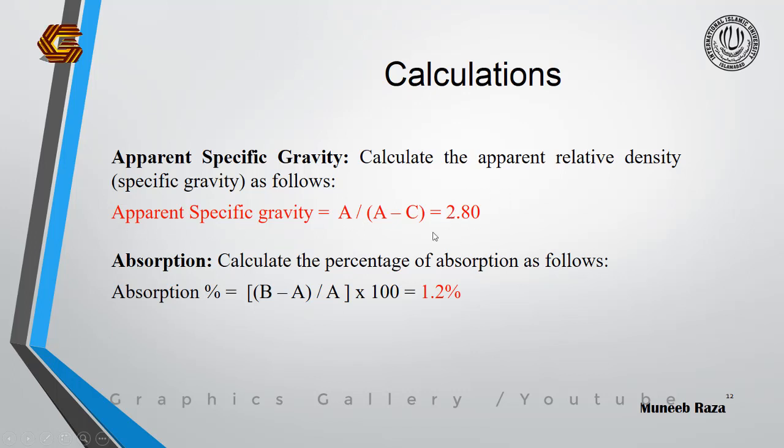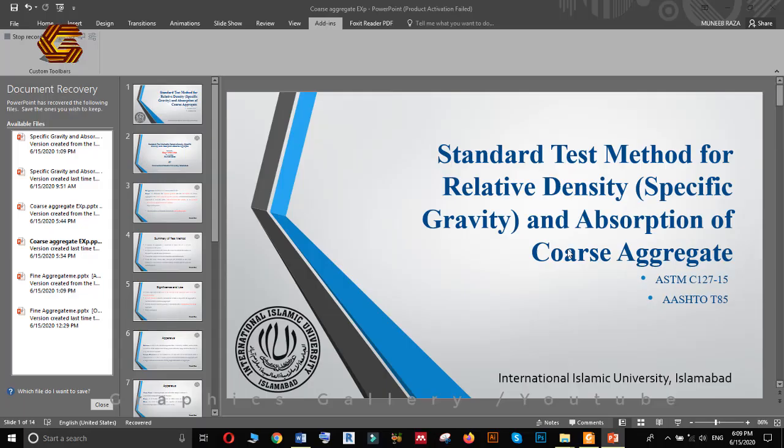It is 2.80. And for absorption, just take the SSD weight minus the oven dry weight, divide by the oven dry weight, and multiply by 100 just for percentage. Here my result shows 1.2%. Now I am going to show you the report.